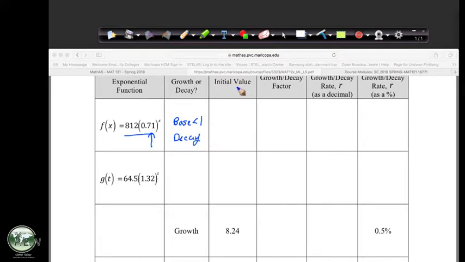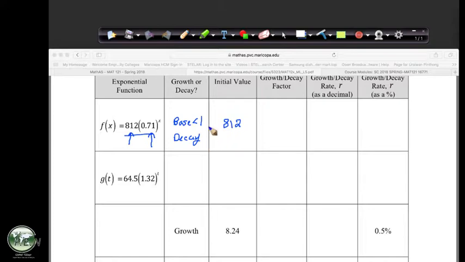It's asking for the initial value. Where do we get that? Starting value, 812. And again, it doesn't want the vertical intercept, it just wants the initial value. That's 812. When it asks for the intercept, then we'll list it as (0, 812). So that's just the number in front, or the number that we're multiplying by. That's our initial value. So far, so good.